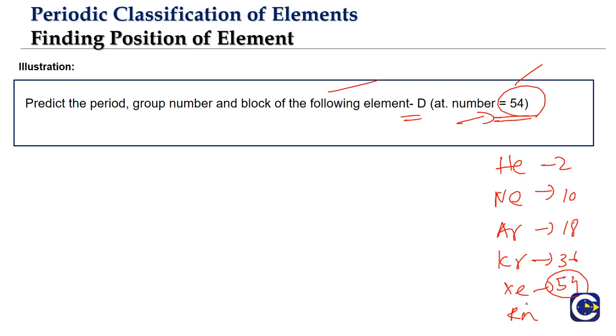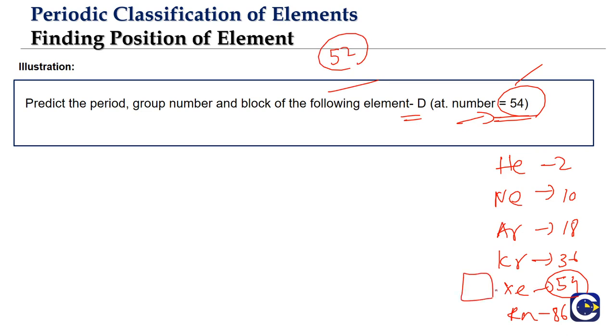Okay, xenon is 54. Then radon is 86. So if you know the atomic numbers of these inert gases, based on that we can back calculate and find the position of an element in the table. Say, for example, somebody is telling the element with atomic number 52, and they are asking what is the position of the element in the table. So we know xenon is what? 54, right?